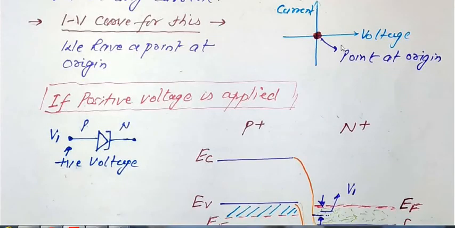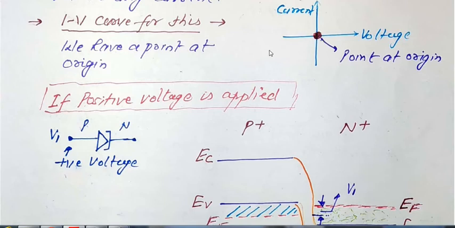Now for this 0 bias condition, if I say this is the voltage axis and this is the current axis, then at the origin we will see a point. At 0 potential the corresponding current will also be 0. So this is the IV curve for a voltage that is 0.